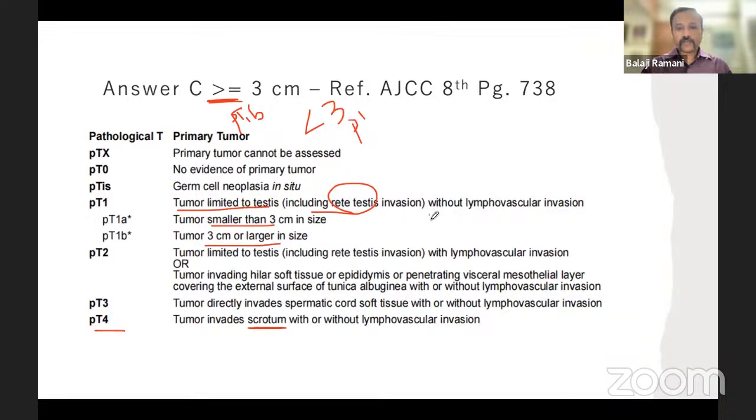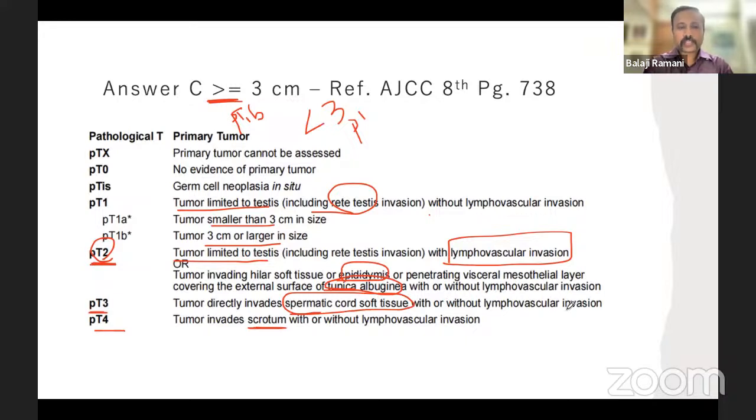So the next thing that we have is lymphovascular invasion. When we have a lymphovascular invasion, even if the tumor is limited to the testis, it becomes a T2 tumor. The same way when it is going on to the epididymis or it goes on to the tunica albuginea. So epididymis and tunica albuginea become your T2 tumors. So what is T3? T3 is going to be cord. This cord involvement is again and again asked as a question in multiple examinations. So cord invasion becomes a T3 tumor with or without lymphovascular invasion.